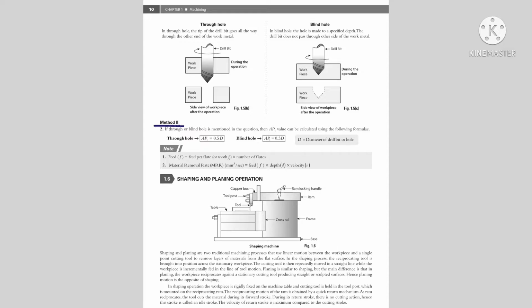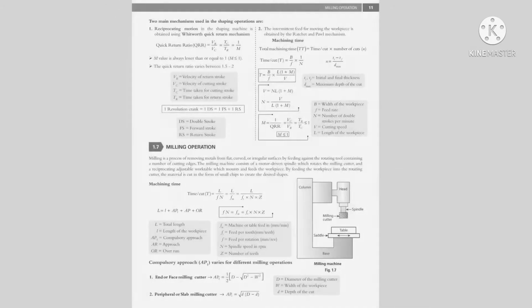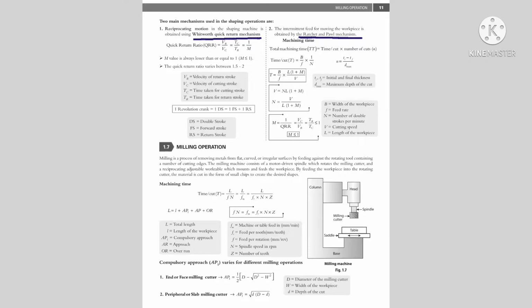The next topic is shaping and planing operation. Here a small introduction is given, and on the next page the 2 main mechanisms used in the shaping operation are provided. It is followed by a formula for machining time.